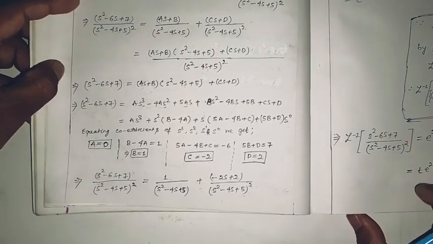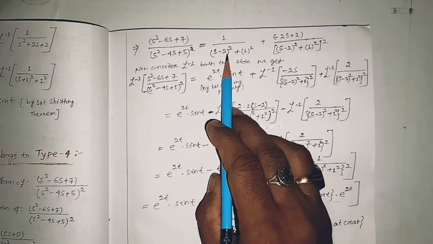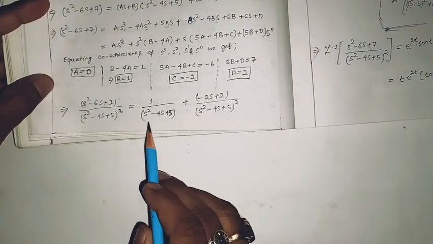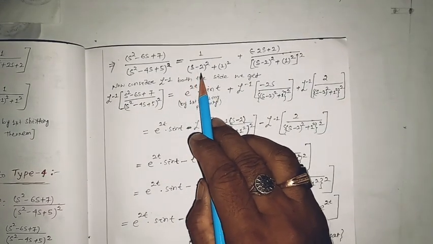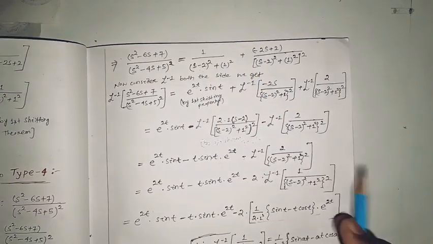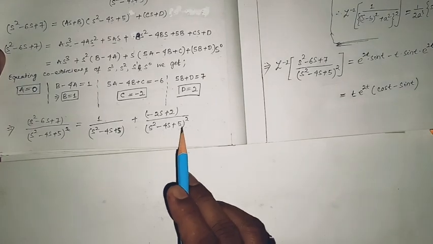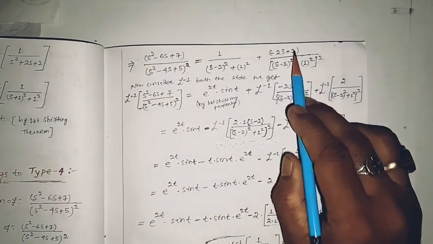Now I am going to rewrite this denominator, s squared minus 4s plus 5, as s minus 2 whole squared plus 1 squared. Here s minus 2 whole squared will be s squared minus 4s plus 4, and this one will be plus 1, giving 5. So this will be s minus 2 whole squared plus 1 squared, to the power 2, and the numerator will be minus 2s plus 2.